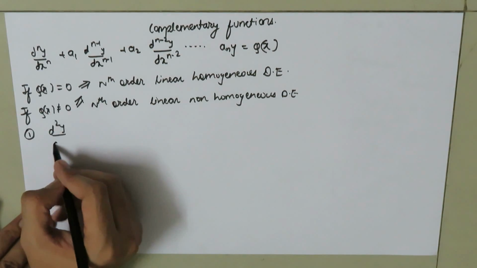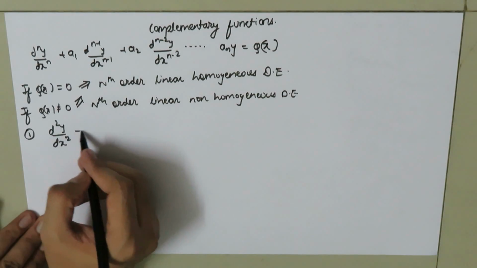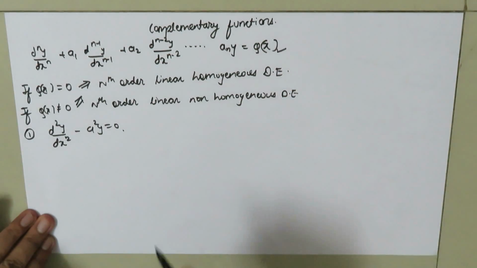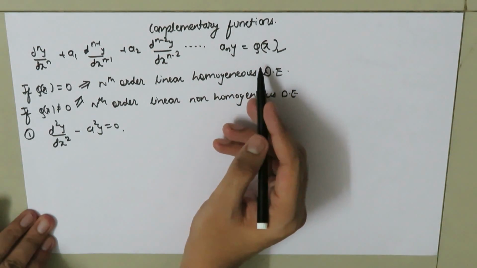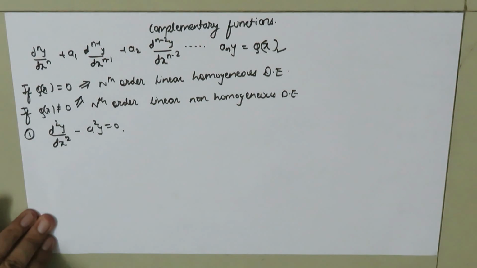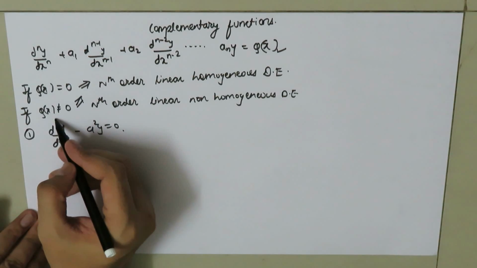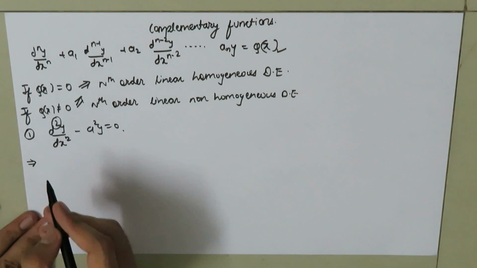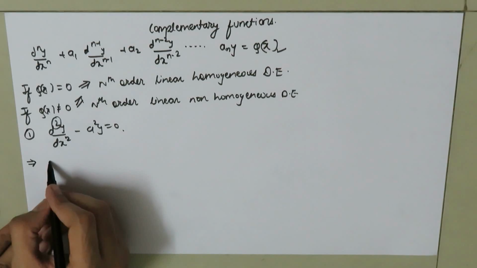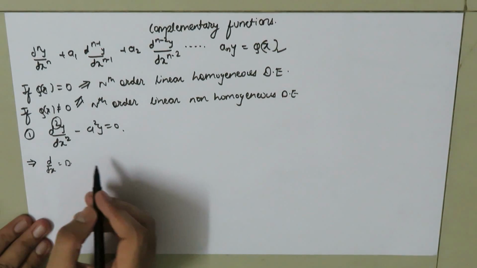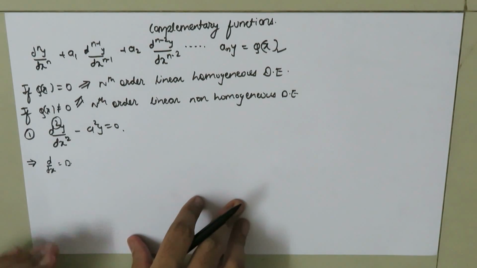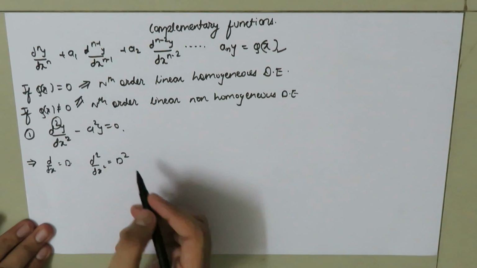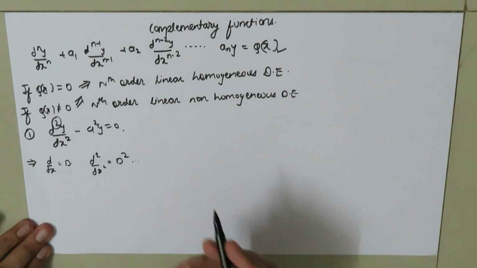d2y by dx squared minus a squared y is equal to 0. If we compare this given equation with the standard equation, so here q of x is equal to 0, so this will be called as second order linear homogeneous differential equation because the order is 2. Now in order to reduce the time, we are going to write d by dx as capital D. This is just in order to reduce the time of writing. So d2 by dx square will be equal to D square.